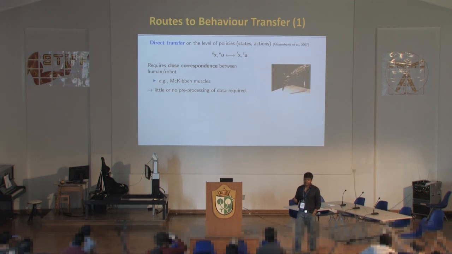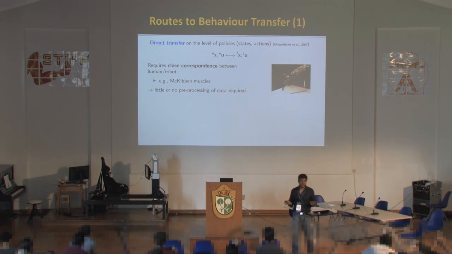Examples of where that can be successful, for example, if you've got a close correspondence between the human and the robot. For example, if you've got McKibben muscles, then with little or no processing, well, everybody who worked with the Shadow Hand knows that's not quite true, but we can be idealists and say, yes, that is true. So there is a reasonable correspondence between the actuation, the sort of trajectories in state and controls, to the corresponding state and action commands on your robot.